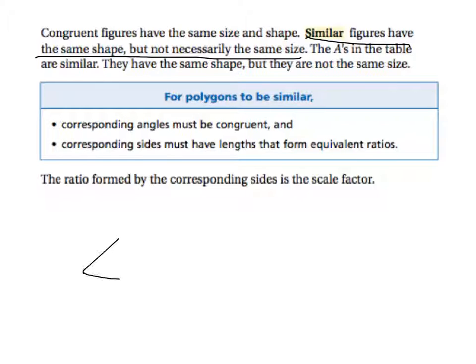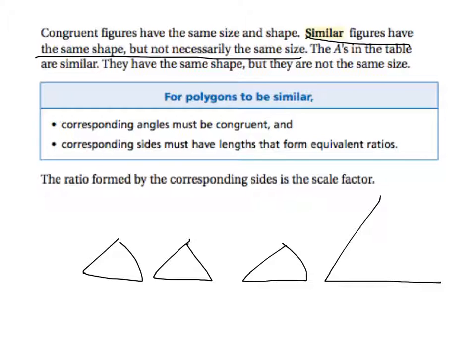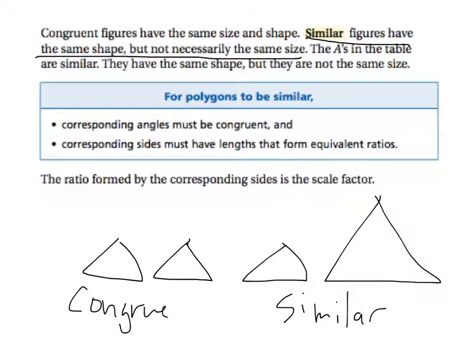So congruent means, let's say these were about the same size, that would be congruent, they're the same. Similar means the same triangle but a much bigger size. So this is similar. This is congruent. Congruent means the same size and shape. Similar means the same shape but not the same size. It could be, but maybe not.